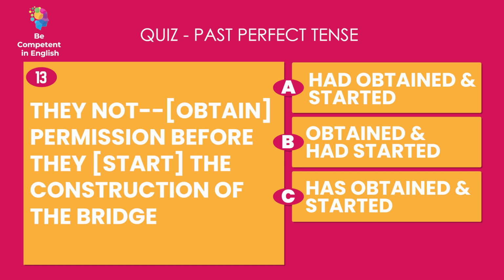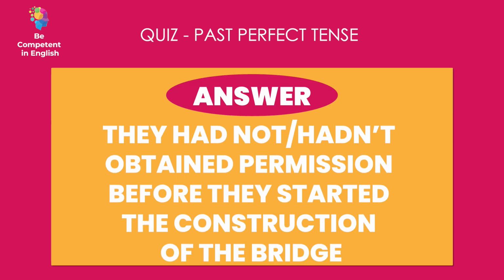Number 13. They not obtain permission before they start the construction of the bridge. The options are A. Had obtained and started, B. Obtained and had started, C. Has obtained and started. Correct answer A. Had obtained and started. They had not obtained permission before they started the construction of the bridge.